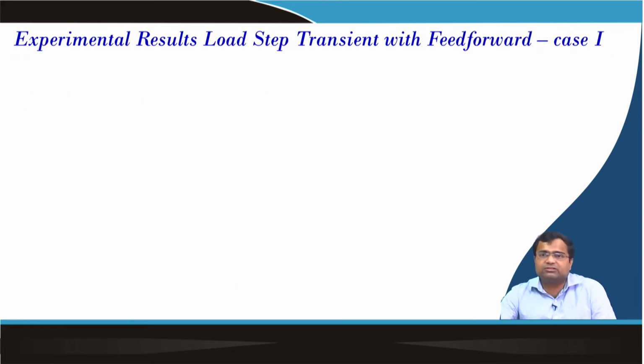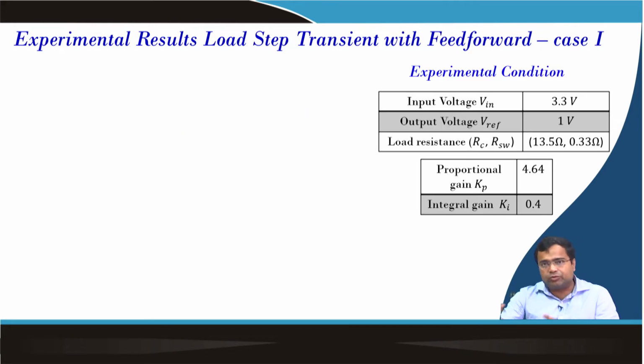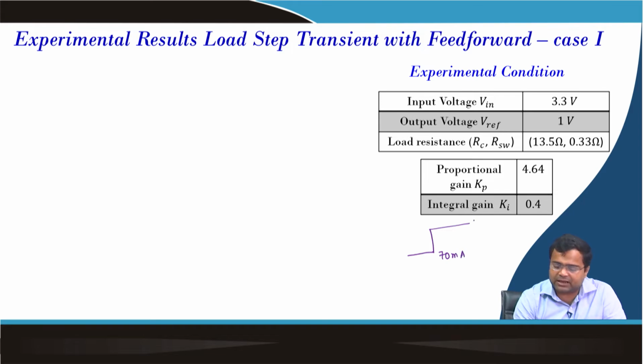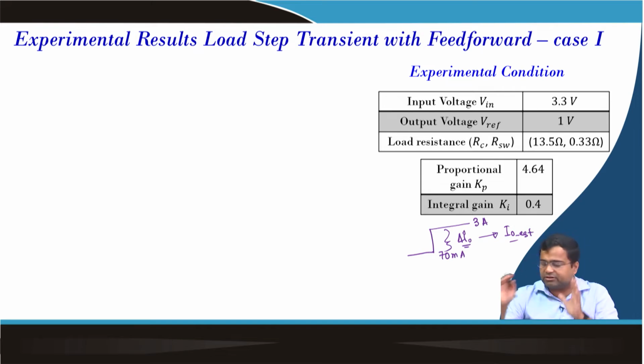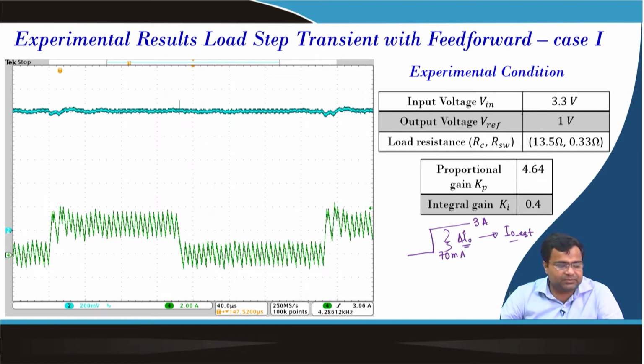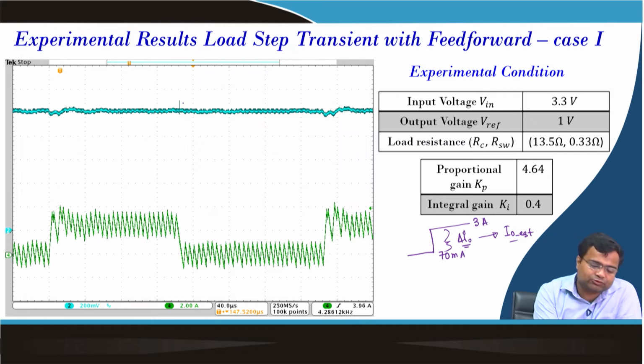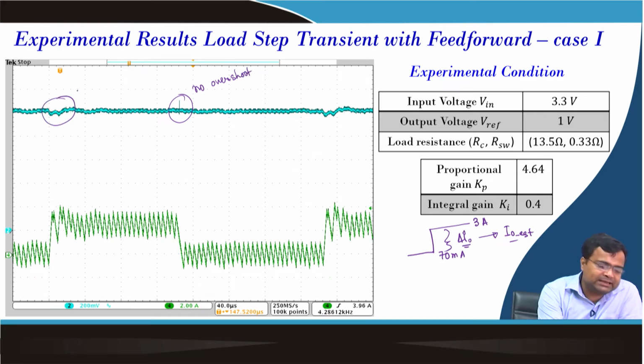Now, we are considering load step feed forward, because we are making a load current step from one value to the other. Here it was 70 milliampere going to 3 ampere. If this load step size is perfectly known, we call this I0 estimate, as if it is a digital value that we are giving inside the digital controller platform. You can see the overshoot is totally cut down, there is no overshoot, and an insignificant undershoot.